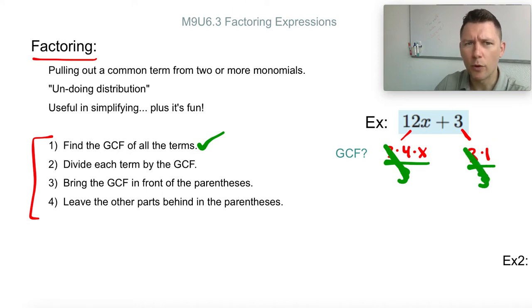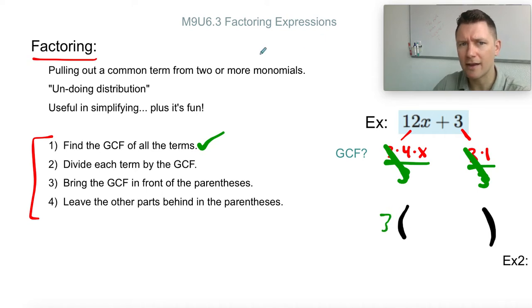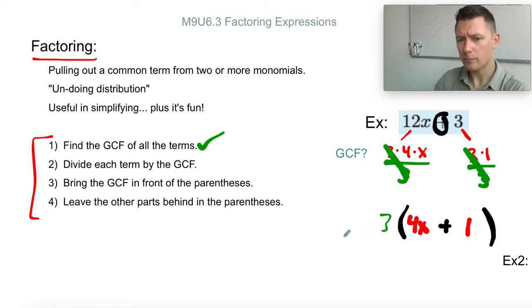And what we're really doing is pulling a 3 outside. We're pulling that greatest common factor outside, and then saying, hey, what's left over on the inside is 4x. It's whatever's left over after we've divided that out. And what's left over here? 1, right? And there should be that same plus sign in the middle. And so this is the factored form, right?